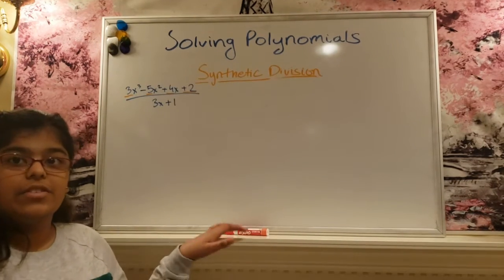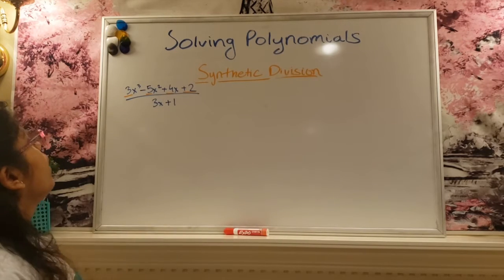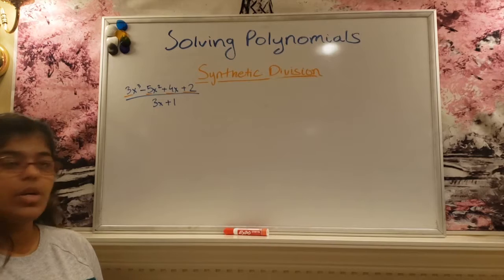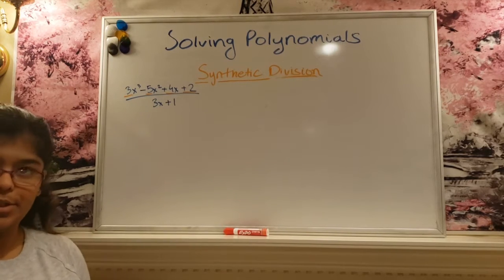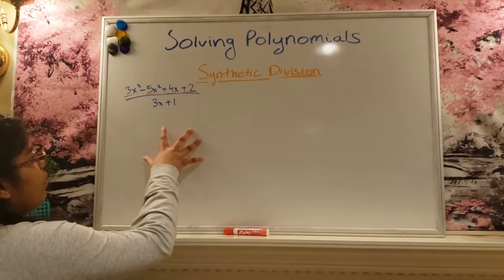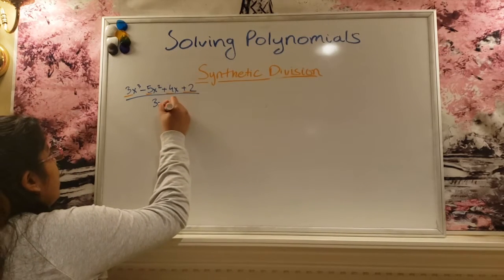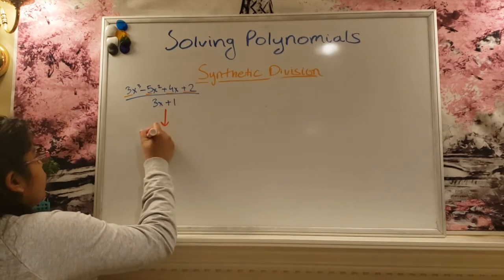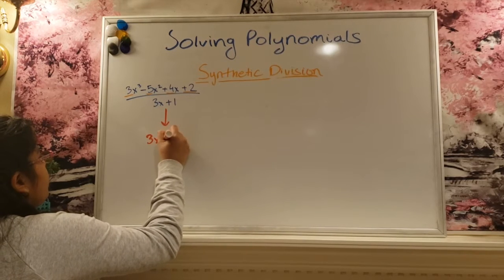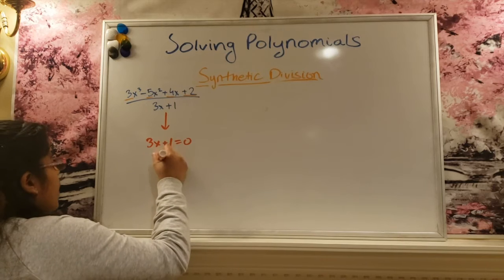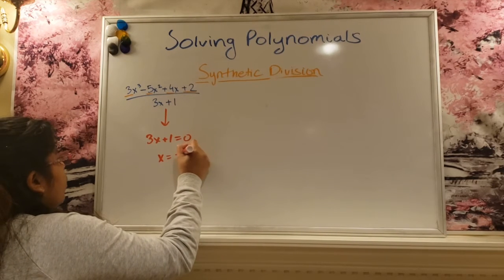Let's use synthetic division with this example. 3x cubed minus 5x squared plus 4x plus 2 divided by 3x plus 1. When solving this problem, our first step is to find what x is equal to. So we're going to put 3x plus 1 equal to 0, and we're going to solve for x. x is equal to negative 1 over 3.